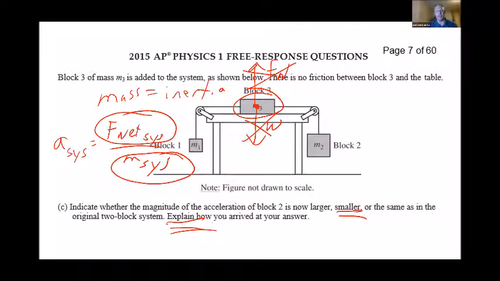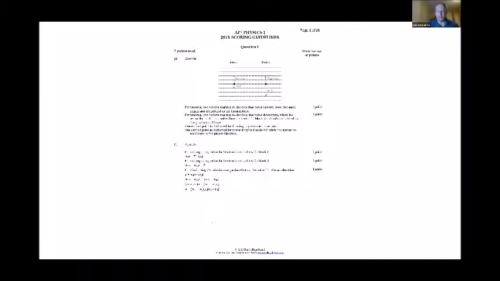And that's it for the first question. I'll show you what the scoring guidelines for it look like. Maybe. Let's see if I can blow that up a bit.